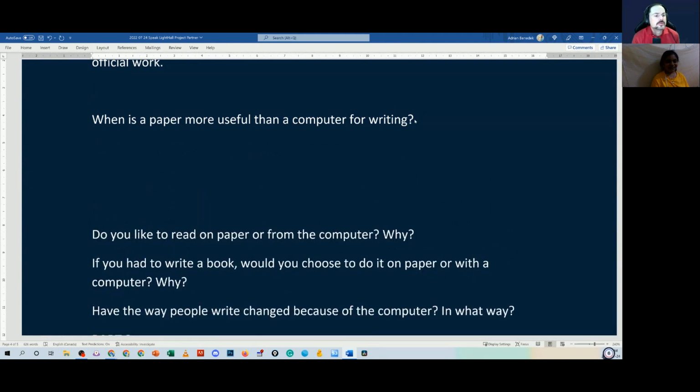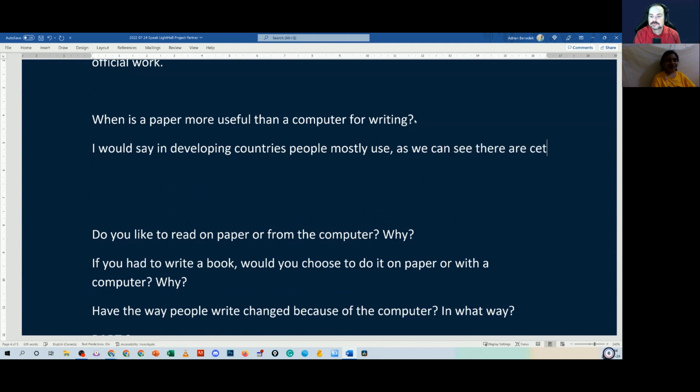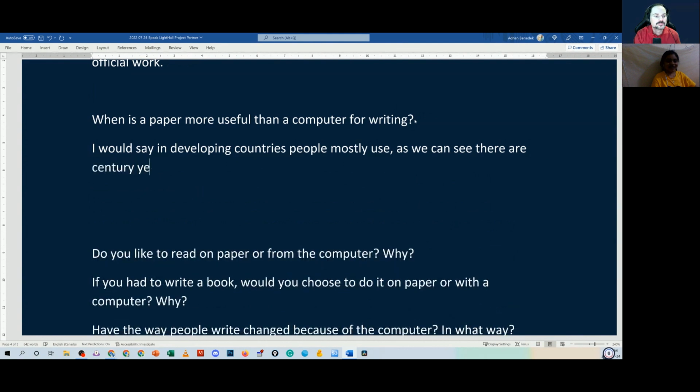When is paper more useful than a computer for writing? I will say that in developing countries, paper is mostly used, because as we can see there are lots of newspapers, century-old newspapers which are traditionally going on in developing countries, and I just messed up.